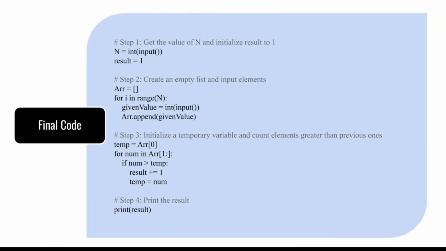In this final code, we bring everything together. We start by getting the value of n and initializing the result to 1. Then, we create an empty list and input the elements. Next, we initialize a temporary variable and count the elements greater than their previous ones. Finally, we print the result. This code elegantly solves the TCS NQT coding problem. Each step plays a crucial role in achieving the final result. It's a clean and efficient solution that captures the essence of the problem statement.